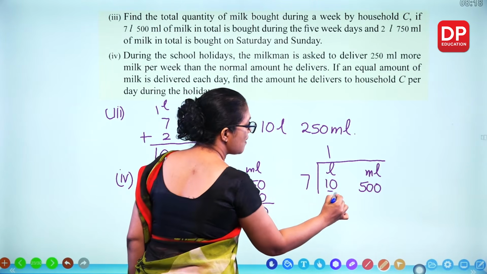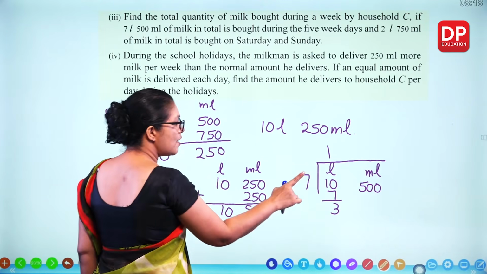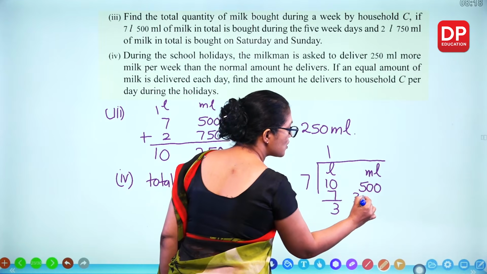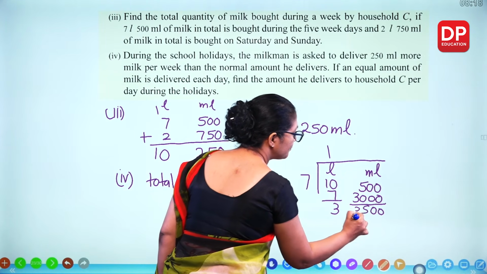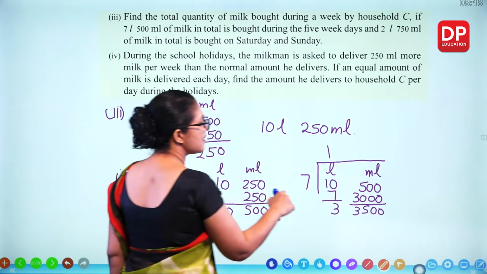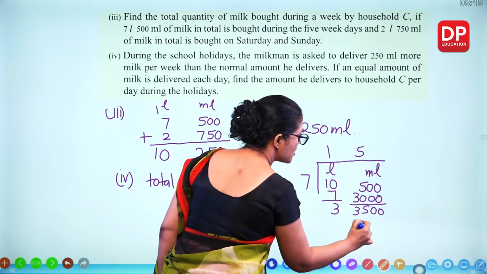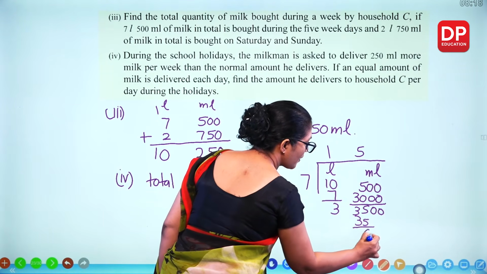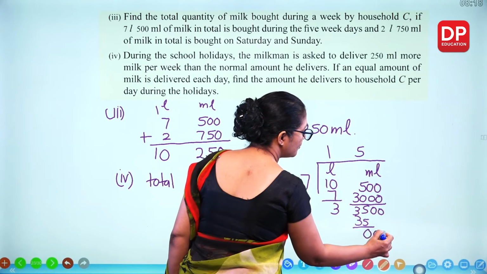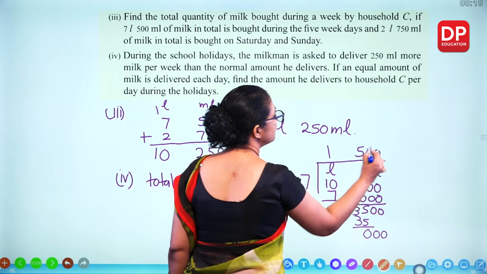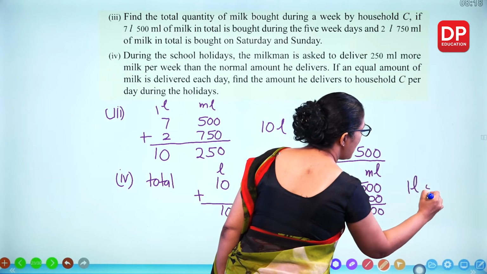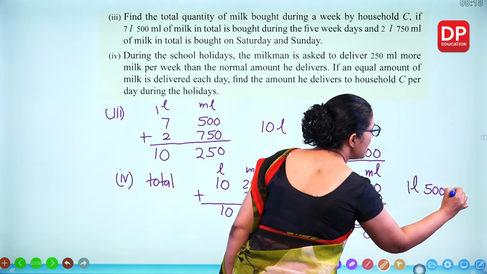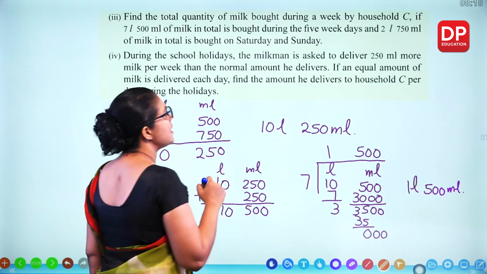7 times 1, 7. 3 remaining. 3 liters means 3000 milliliters. Now divide by 7. 7 times 5, 35. So put 2 zeros. So what's the answer? So 1 liter and 500 milliliters per day.